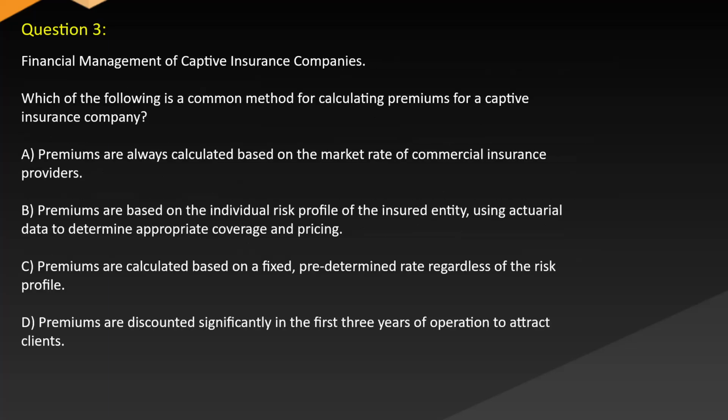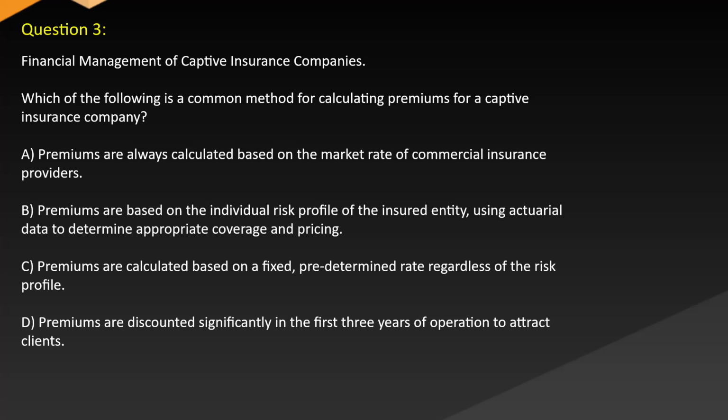Question 3. Financial management of captive insurance companies. Which of the following is a common method for calculating premiums for a captive insurance company? A. Premiums are always calculated based on the market rate of commercial insurance providers. B. Premiums are based on the individual risk profile of the insured entity using actuarial data to determine appropriate coverage and pricing. C. Premiums are calculated based on a fixed predetermined rate regardless of the risk profile.